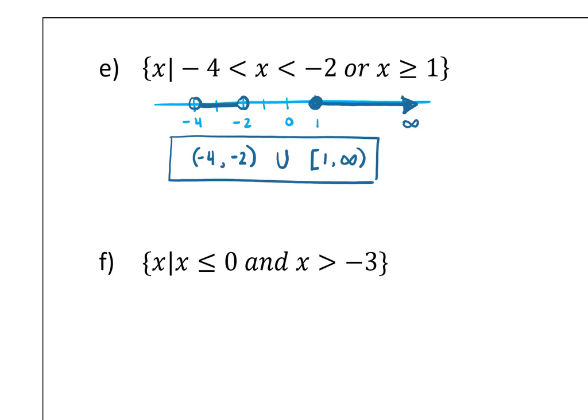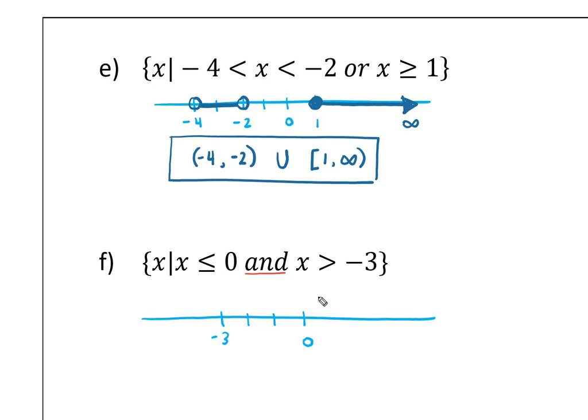Let's go ahead and do the next one. Once again, I have two different statements. x is less than or equal to 0 and x is greater than -3. Let's draw that on the number line. Now, one thing to notice is that this is joined by the word and, so we have to be very careful with that. Let's go ahead and do our intervals.